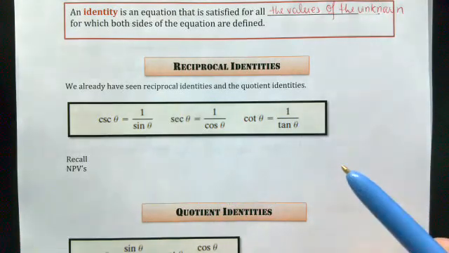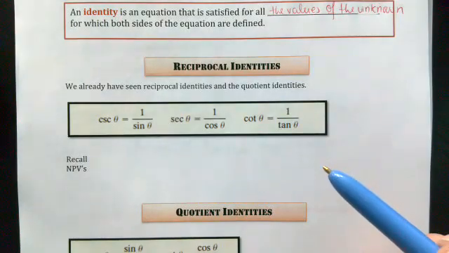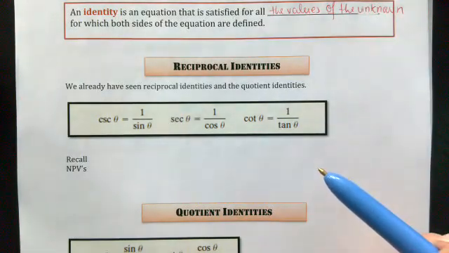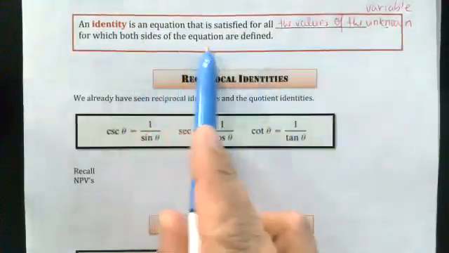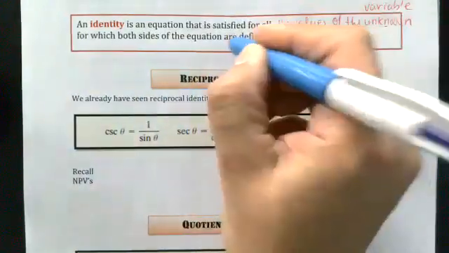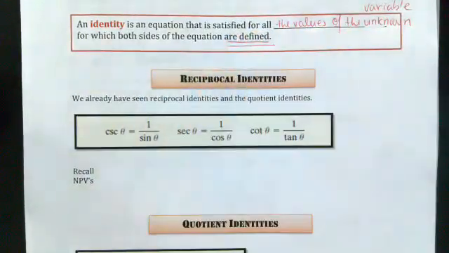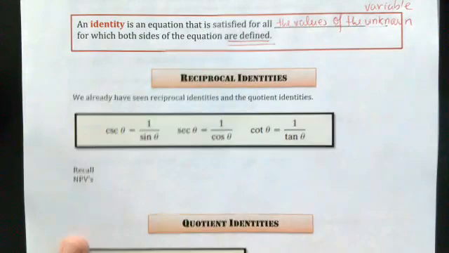Now, for each of these, if we consider them to be identities, so truths for both sides of the equality for all of the values of the unknown for which the equation is defined on both sides, we define them by talking about the NPVs, right? So what's going to be the NPV for the cosecant?